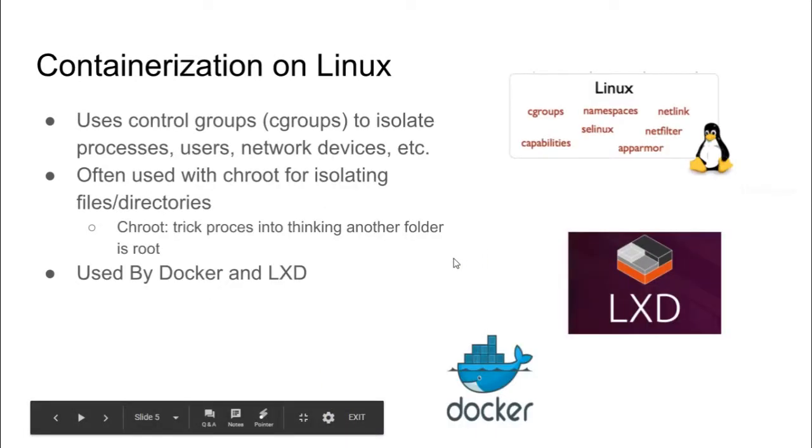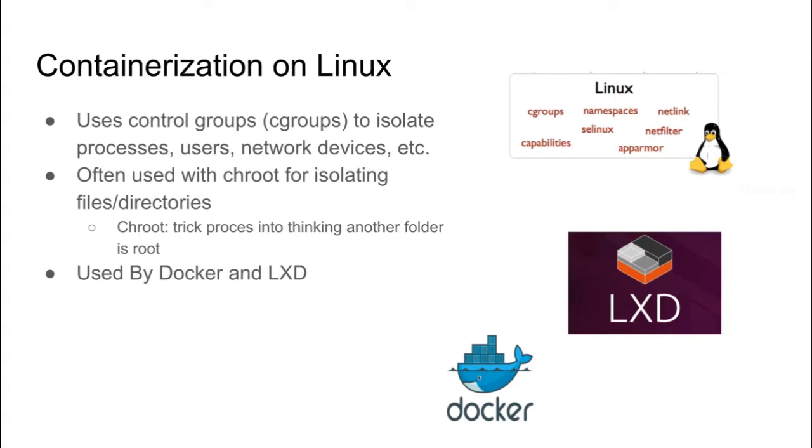On Linux, the kernel has built into it these things called control groups that allow you to isolate various resources from each other, based on users for example. So for example, you could restrict certain processes to only access certain directories or certain disks.